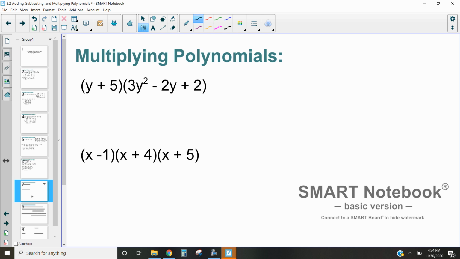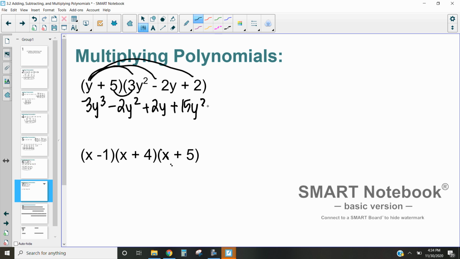So let's use this idea to then multiply out these next polynomials. So I'm going to do y times 3y squared, and that will give me 3y cubed. Then y times negative 2y, which is negative 2y squared, y times 2, which is plus 2y. Then we'll do this last one here, which is plus 15y squared minus 10y. And the last one is plus 10.